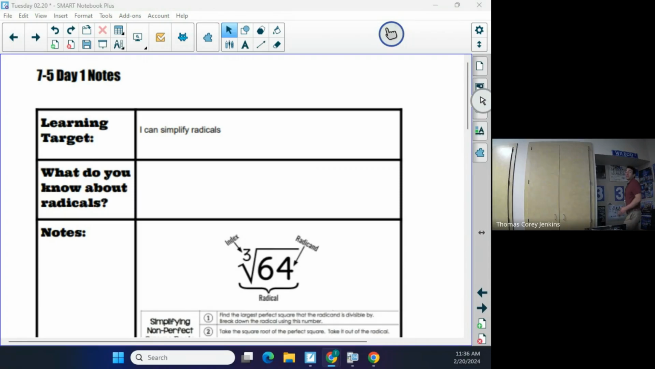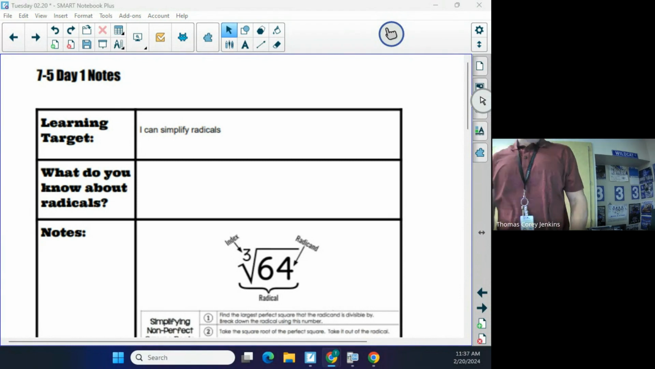All right, guys. So today we're going to do our last lesson of Chapter 7. This is 7.5. So far, it's been all about exponent rules. Today, we're going to look at how to simplify radical expressions.